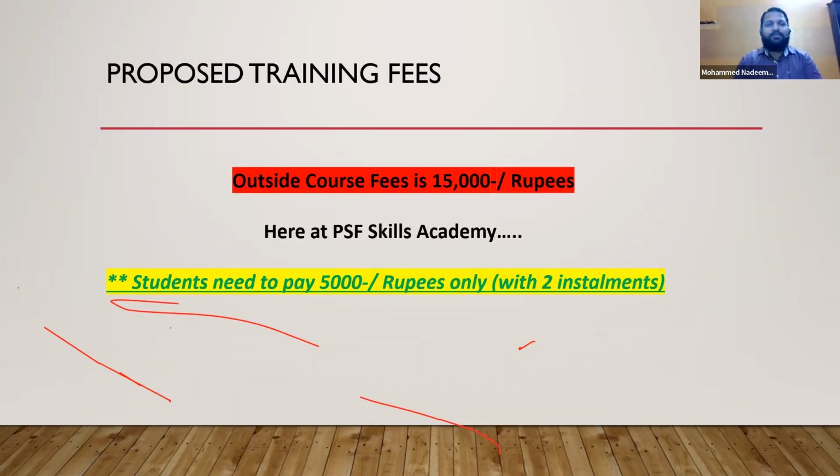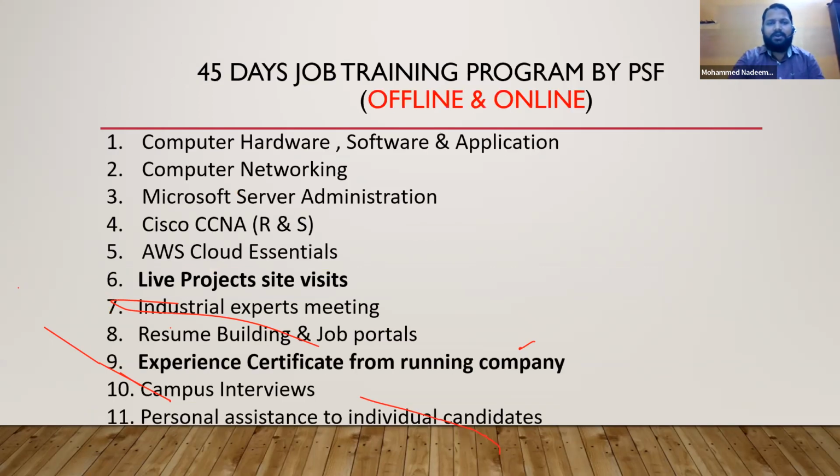So coming back to the fee structure. Outside, the same course is charged at 15,000 rupees, and here we have set it at 5,000 rupees. Even if a deserving candidate cannot afford that but is desperately looking for a job, then being a social NGO, we will make it easy and give a very good discount, and we'll make sure that you get placed. We need dedication.